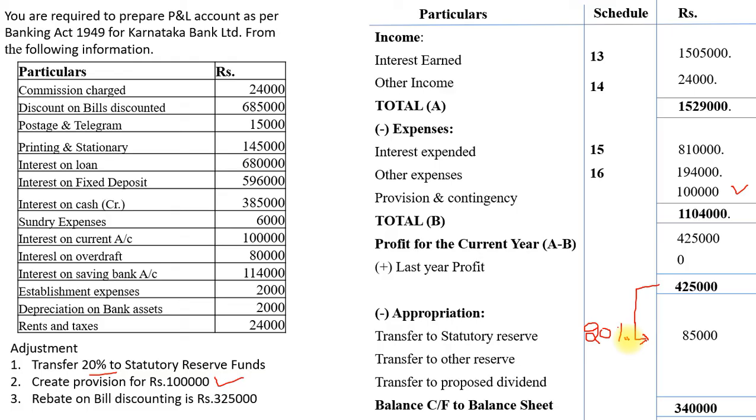Okay, we first did the four schedules consisting of interest earned, other income, interest expended, and other expenses. Once you get those four schedules, just post whatever is remaining, the provisions, the last year profit, the transfers which are given to us. Okay, so this is how you had to solve the problem sum based on preparation of P&L account as per the banking act, final accounts of banking company. Okay. I hope everyone has understood. Very simple format. Just remember the format and substitute the values.